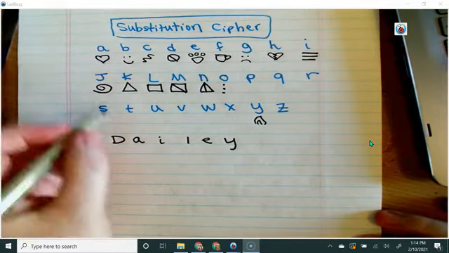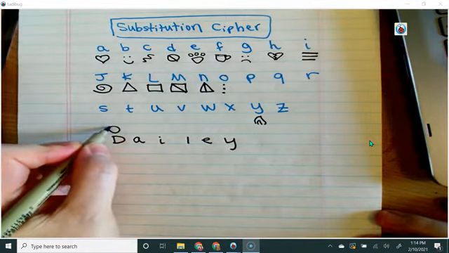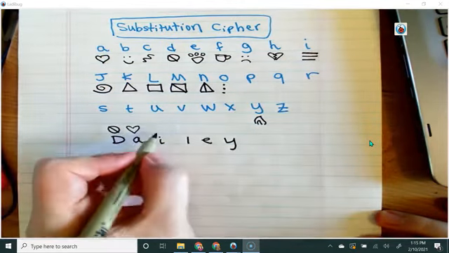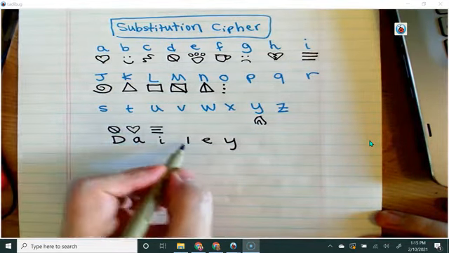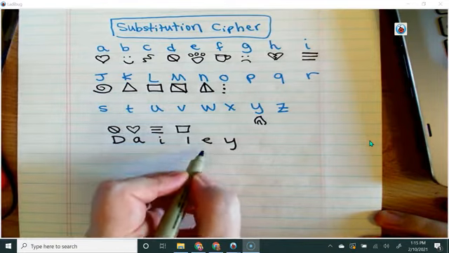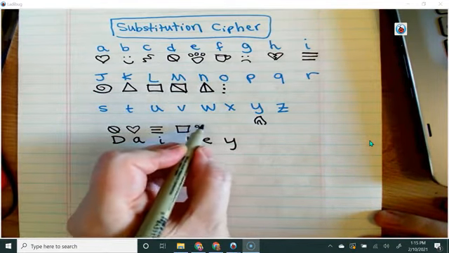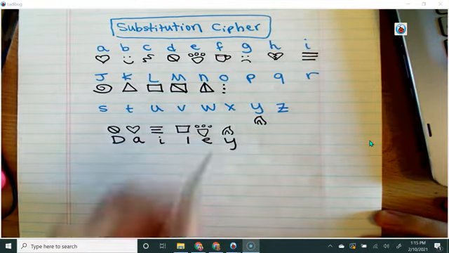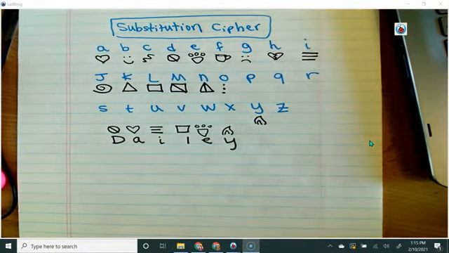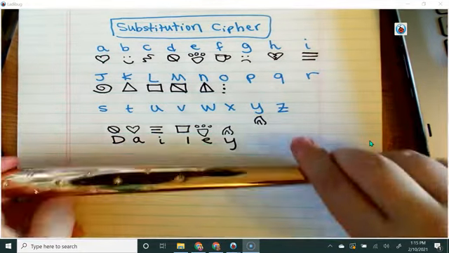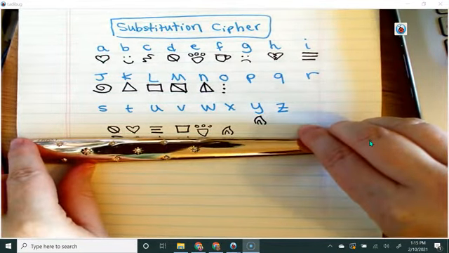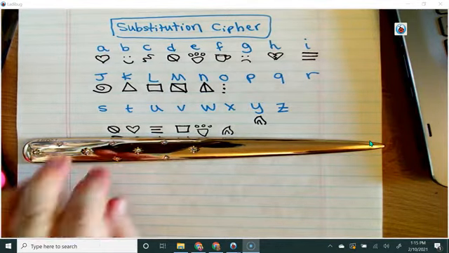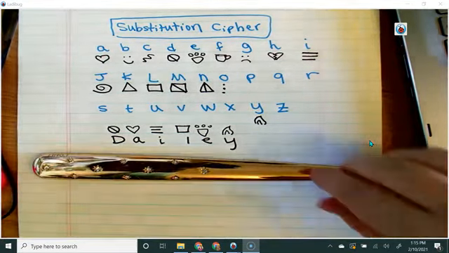For my D, I have that circle with a line through it. For my A, I have a heart. For my I, I have those three horizontal lines. My L, I have a square. My E, I have that dog or cat paw. And then my Y, I made the little kitty ear. So you can see how, let me go ahead and cover that up, that would be a really interesting thing to see on a piece of paper, and that code would be a little tricky for someone to decipher.